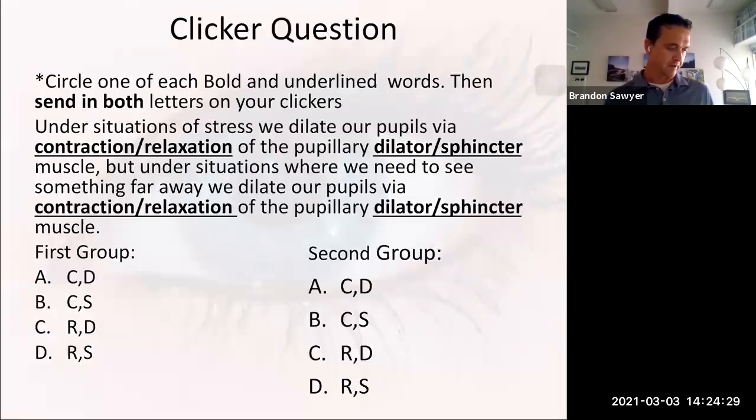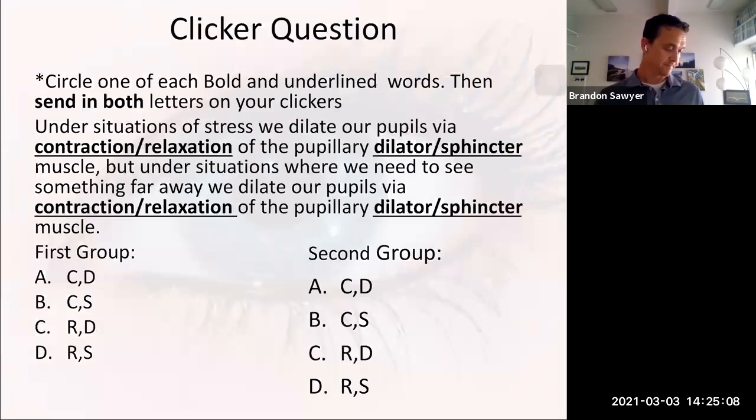Okay. All right, so let's take a look at this one here, and I'd like you to answer these questions. Circle one of each bold and underlined word, then send in both letters on your clickers. Under situations of stress, we dilate our pupils via contraction or relaxation of the pupillary dilator or sphincter muscle. But under situations where we need to see something far away, we dilate our pupils via contraction or relaxation of the pupillary dilator or sphincter muscle.